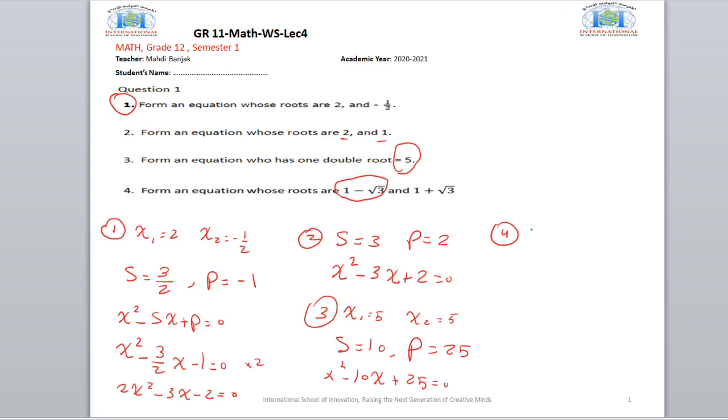The roots are 1 minus radical 3 and 1 plus radical 3. So what is the sum? Their sum is equal to 1 minus radical 3 plus 1 plus radical 3, which gives 2.